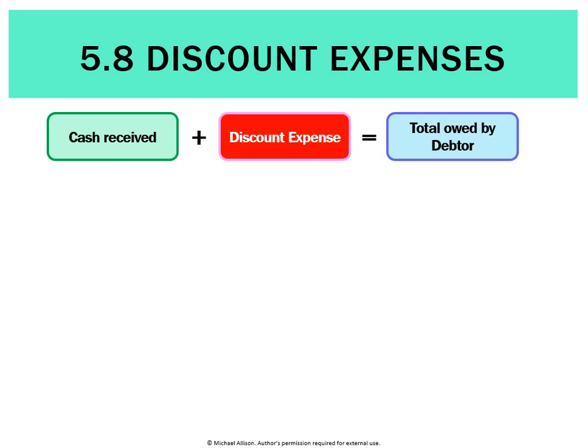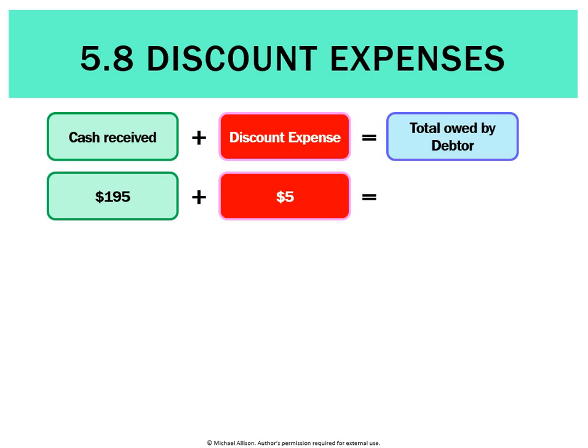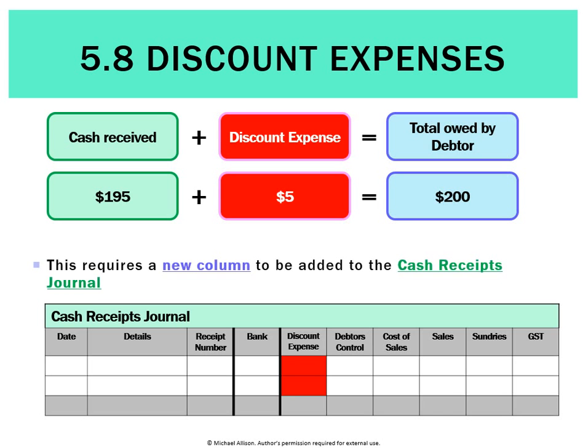Looking at this to enter into a journal, we need to look at how much cash we received, 195, plus the discount of 5 equals the total amount owed by the debtor, which was $200. So we're going to add in a new column to our cash receipts journal, in between the bank column and the debtors column. We've got now what's called a discount expense column. So we put in the relevant details. In bank we'd put 195. Discount would be 5, and that would leave debtors control. The number would be 200. So you can see that the number in the debtors column is made up of the bank column plus the discount expense column.